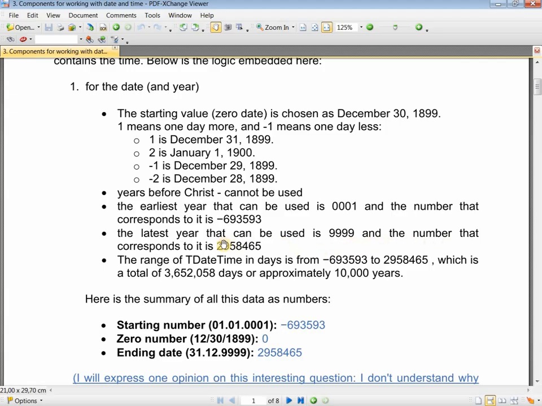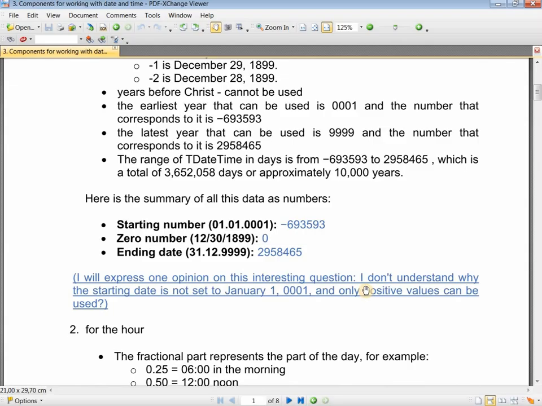The range of possible dates of days is from this date to this date, which is a total of 3 million 65,258 days, which is approximately 10,000 years. Here is the generalized writing of these numbers. Zero number, initial. Here is 0, final.